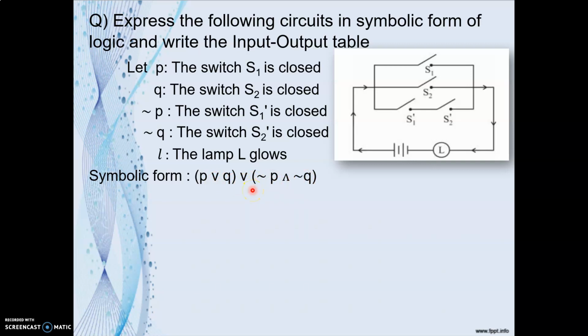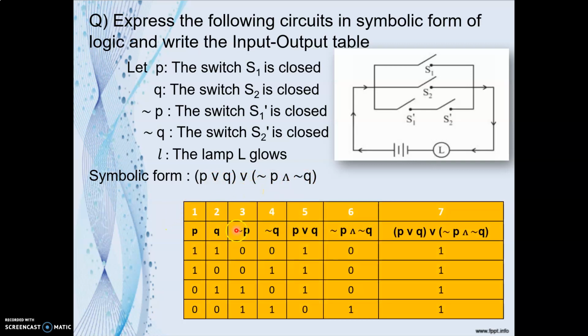Now we have to write in tabular form. The switching table is like this: P, Q, negation P, negation Q, then we will write P or Q, then negation P and negation Q, then the full statement you can write in the seventh column. Now the values are as before, you know all this. The only difference is instead of writing true, we are writing 1, and instead of false it is 0. Now all these values you can find as in a truth table.